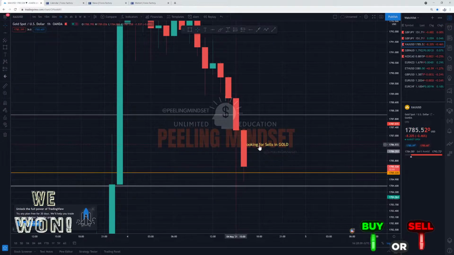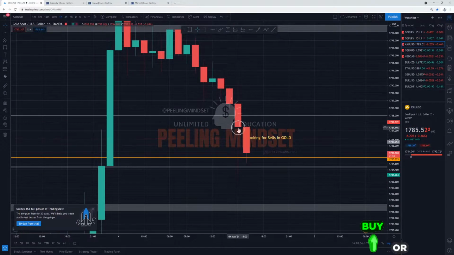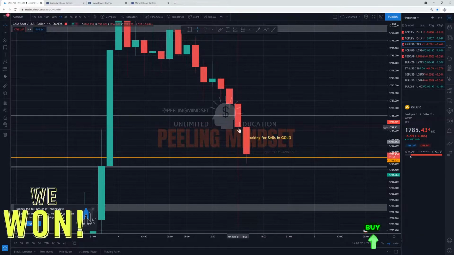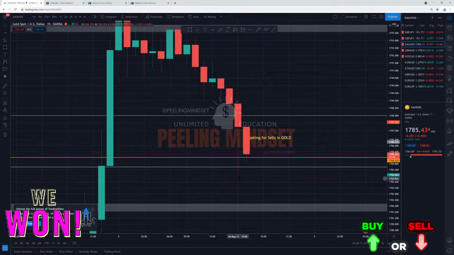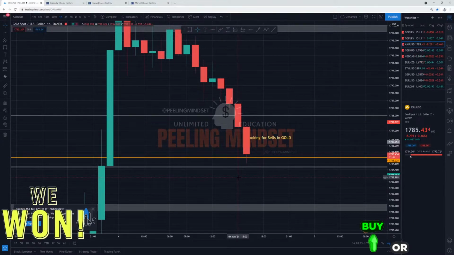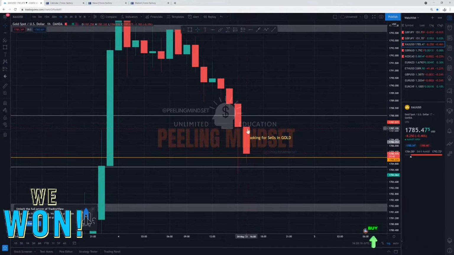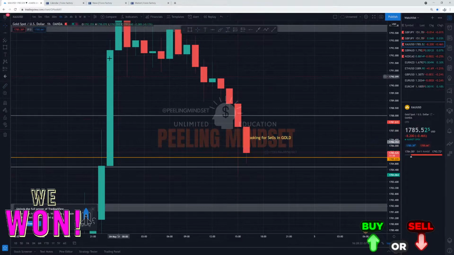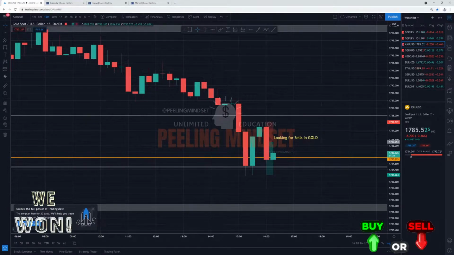That's the HR candle. That's the HR candle, human resource candle. Yeah, human resource candle that's employing another candle in the same direction. Oh, that's a good analogy. So HR candle employing another candle in the same direction. 100%. Okay. Beautiful.